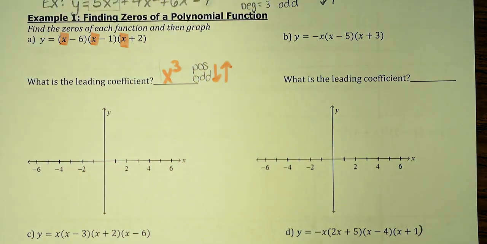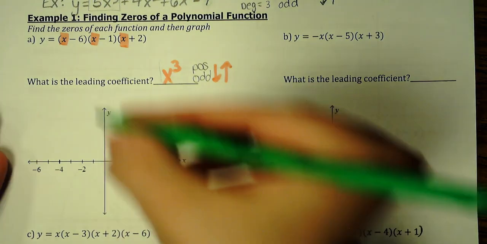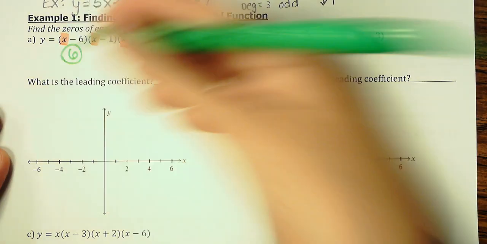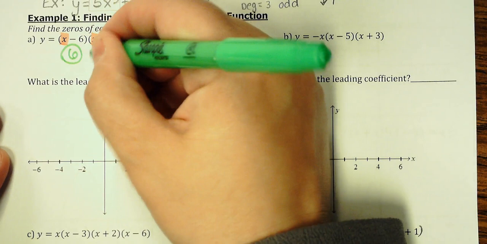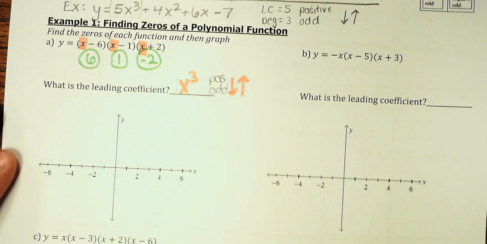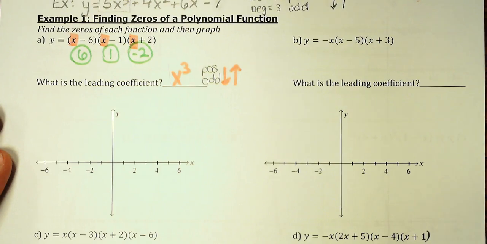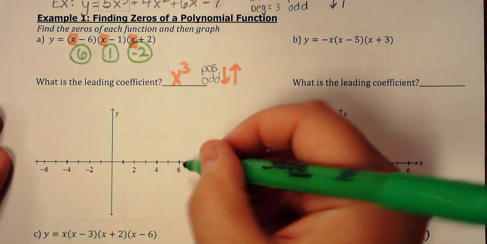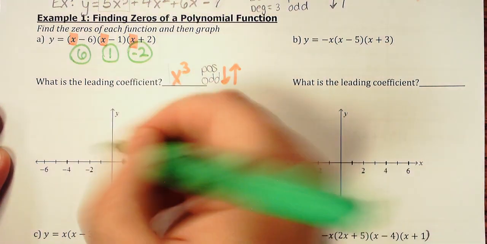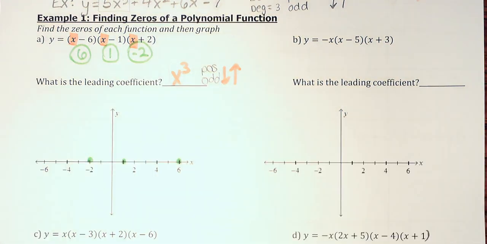Now, here's what you want to do additionally that we haven't talked about yet. I need to find the places where the graph should cross the x-axis, and that's just your zeros. So whatever would make these little parentheses 0, so I'm going to cross at 6, I'm going to cross at 1, and I'm going to cross at -2. Those are the values that, if we plug those in for x, would make the equation equal to 0. So I'm just going to draw a little dot on each one of those. And this is just going to be a sketch.